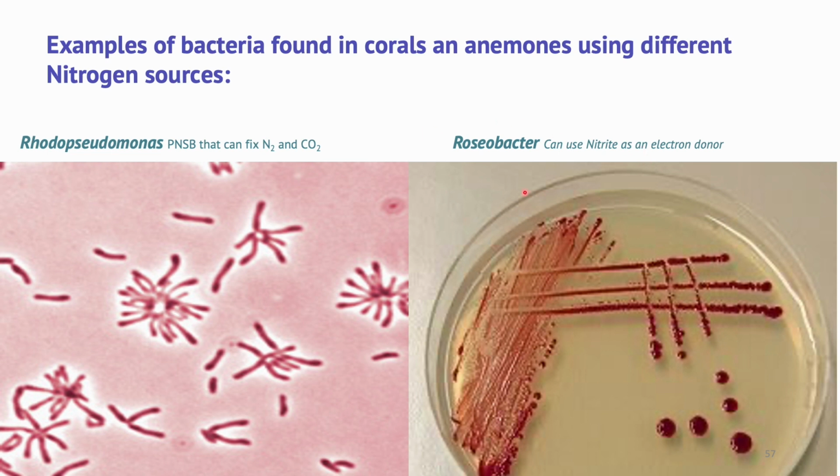Bacteria from the Roseobacter clade can use nitrite as an electron donor, and they're often found in corals and aiptasia. Roseobacters also account for up to 50% of the coral microbiome, like the mucus microbiome. And a really cool thing about these is they can also degrade sulfur molecules like dimethylsulfoniopropionate, which we'll get into more in the sulfur cycle. That's often referred to as DMSP, and they degrade DMSP into DMS.